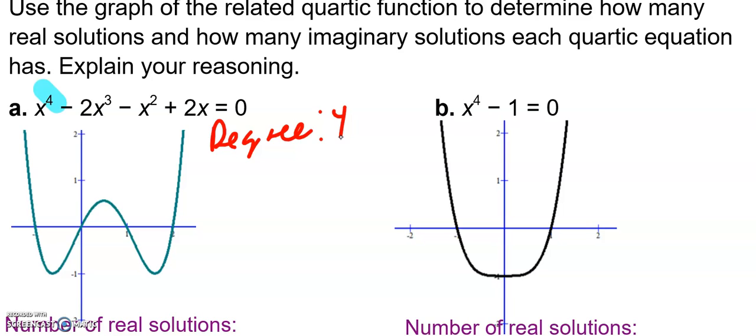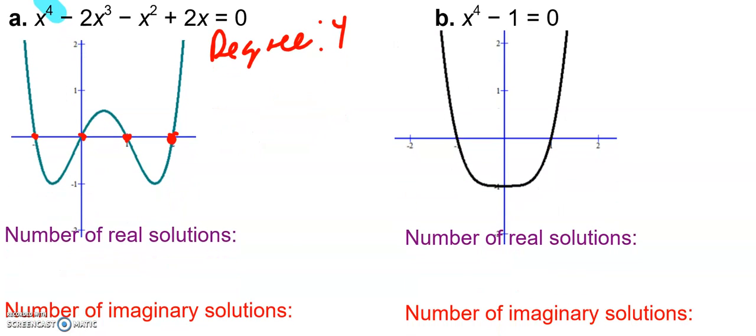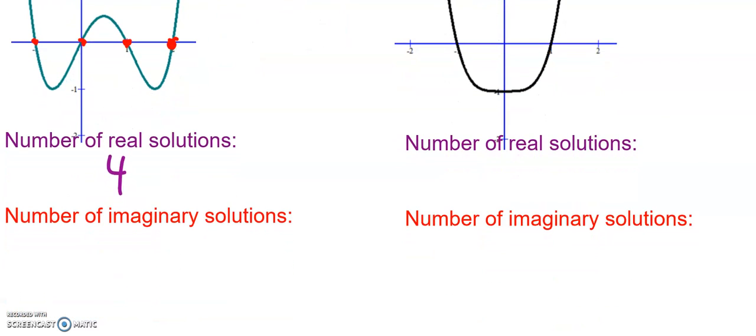Now, remember graphically, solutions are x-intercepts. So I can see I have 4 x-intercepts. And if I have x-intercepts, then those are real solutions. So I have 4 real solutions, which means since I need to have 4 total solutions, all of them are real, I have 0 imaginary solutions.